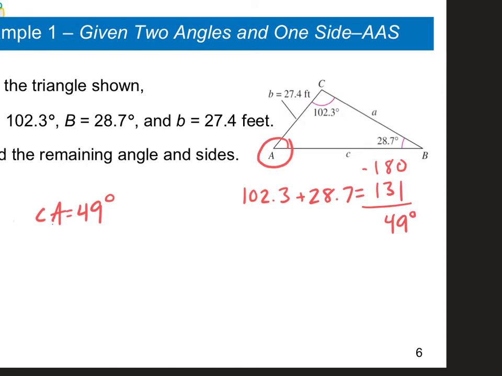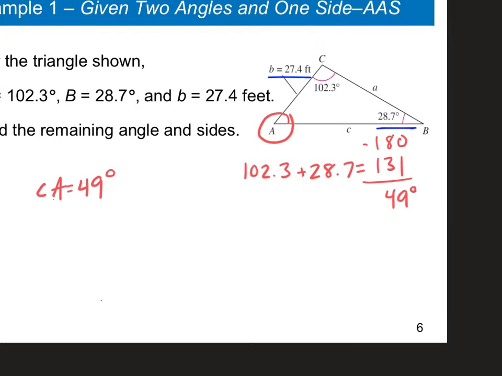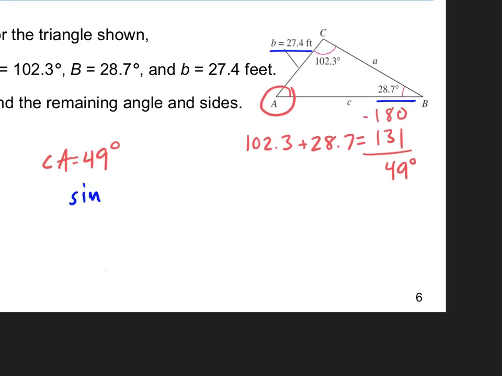We always want to start with the proportion that was given to us. So we have our angle B and our side b. We're going to say the sine of B, so sine of 28.7 over our side length, 27.4, is equal to... what do you want to find first, side c or side a? It doesn't matter, you just have to pick one. Let's find side c first. Since we're finding side c, we have to use angle C. So we're going to say the sine of 102.3 over c.